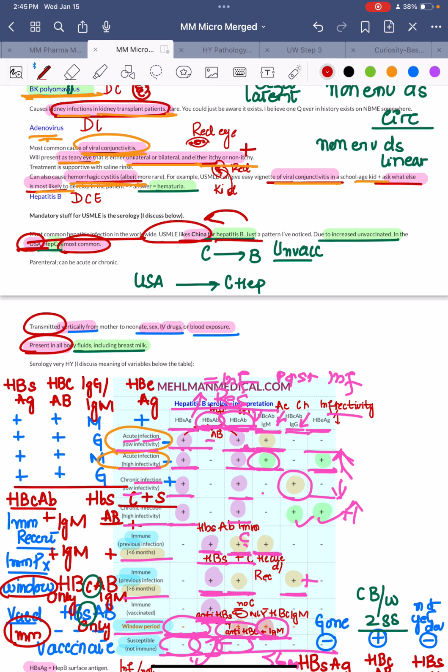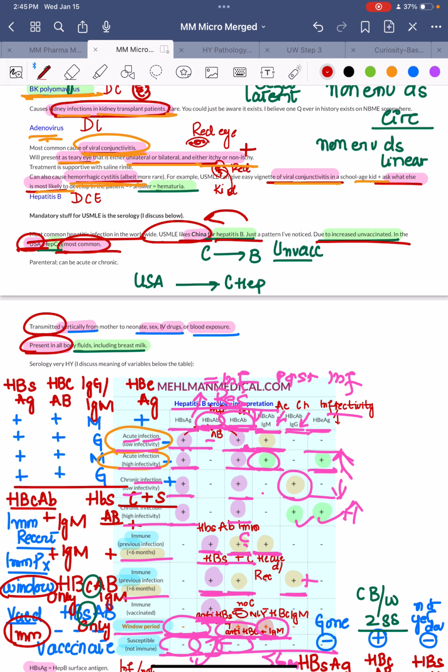The reason for this is that more people are vaccinated in the USA as compared to China. China has more unvaccinated people. And if they ask you what is the most common virus worldwide, that will be Hep B. And if they ask you what is the most common virus in the USA, that would be Hep C, right?